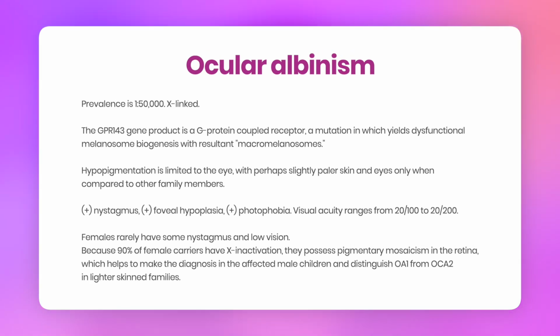The prevalence is actually higher than you might think, 1 in 50,000. It is X-linked, and it's due to a mutation in a G protein coupled receptor, which leads to hypopigmentation in the eyes and then the ocular findings. Females, because of lyonization and X inactivation, rarely have the nystagmus or the low vision. These affected patients typically don't have many cutaneous findings. They might have lighter skin than those in their family.